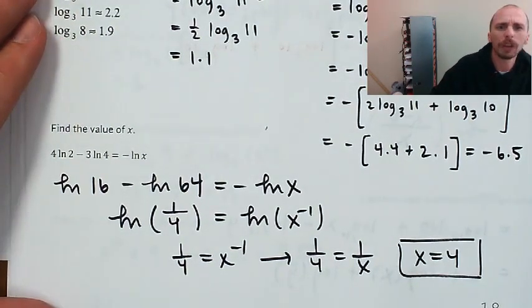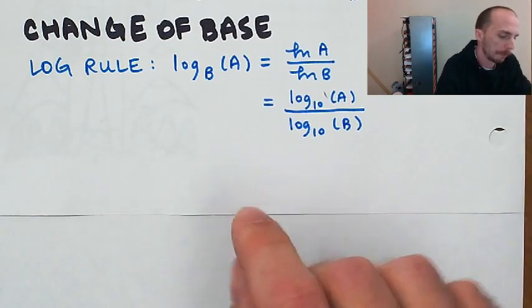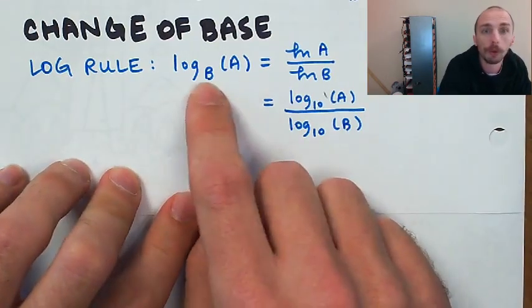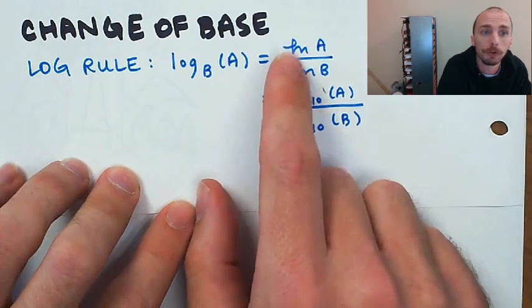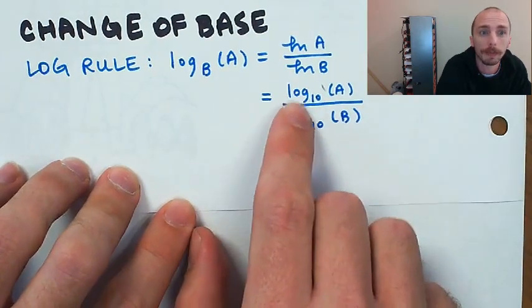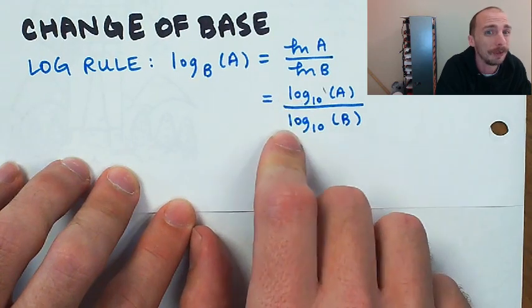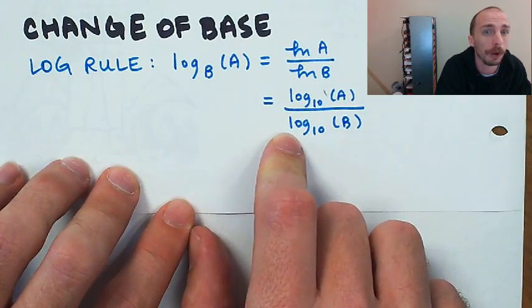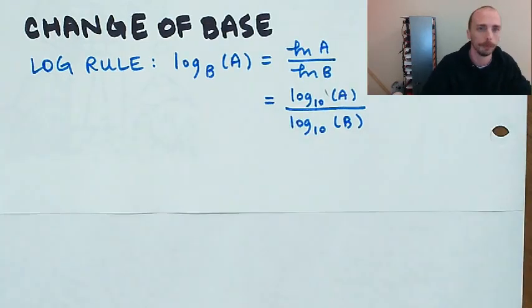Let's do the last property, the change of base property. Now the change of base formula is true for any base. So if I've got some sort of log with some base and some argument, I can rewrite that as the ratio of 2 natural logs. I can rewrite that as the ratio of 2 base 10 logs. I can rewrite that as the ratio of 2 logs with any base I like, provided it's the same base on top and bottom. And I'm going to prove this for you.